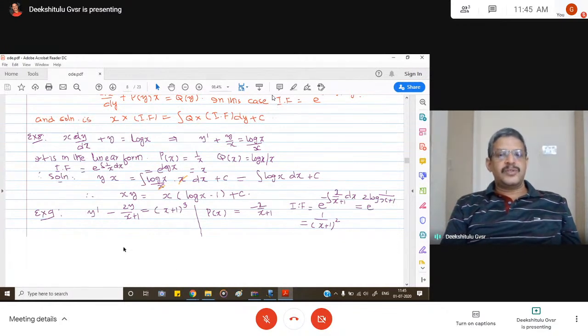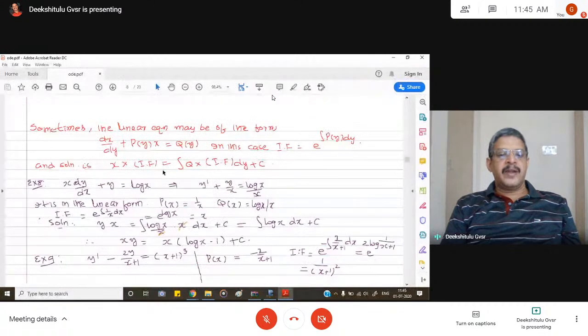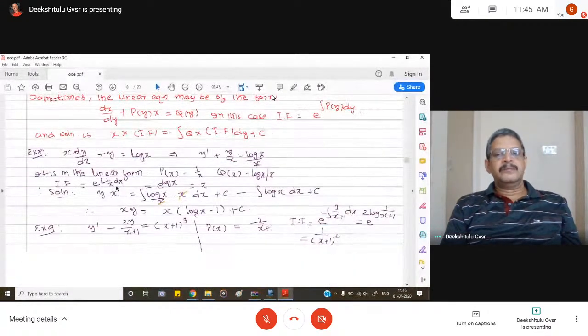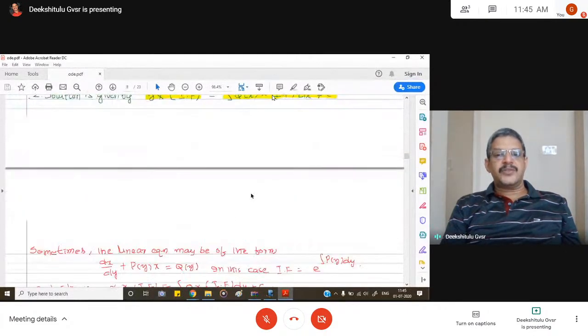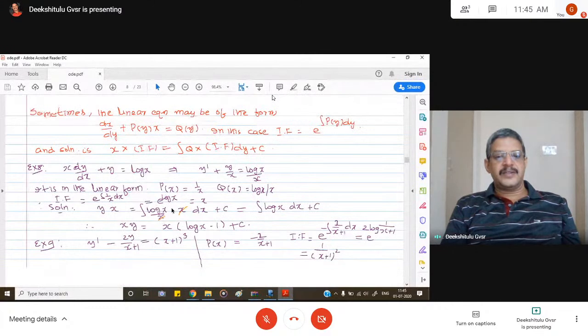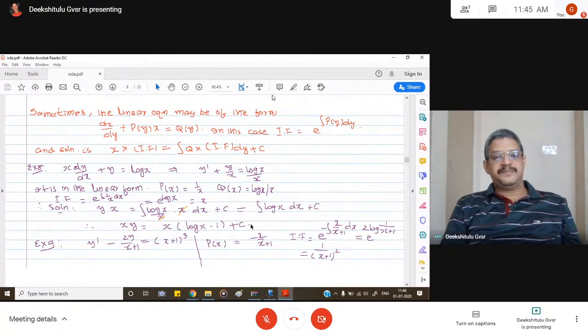The solution is given by y into integrating factor, and the integrating factor is x, so y into x is equal to integral of q into integrating factor. What is q here? Log x by x. So log x by x into x, q of x into integrating factor dx. x gets cancelled. Integral log x plus c. So integral log x plus c is x into log x minus 1 plus c. This is what we get.